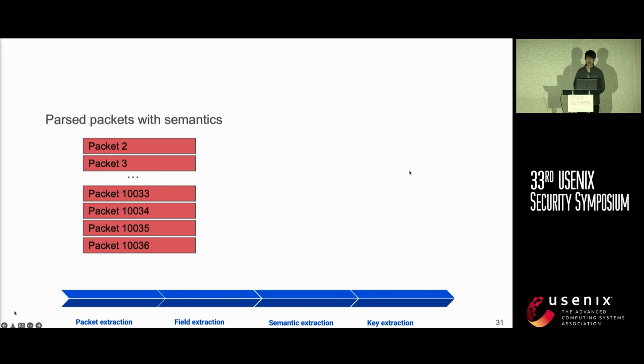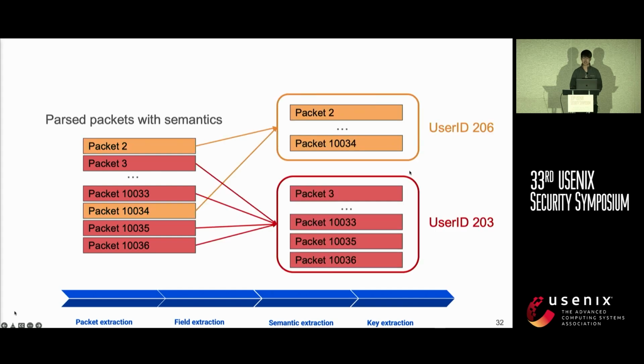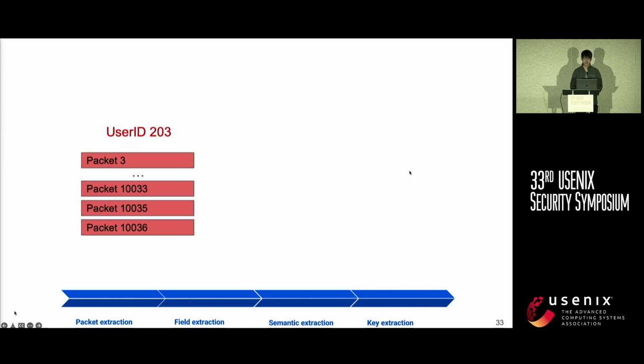Okay, so now we have all the packets parsed and we end with the semantics extracted. So the next step is to just separate the packets into different players, just like how the game does it. And then for a given user, we have a bunch of packets, and we analyze the typing related events.